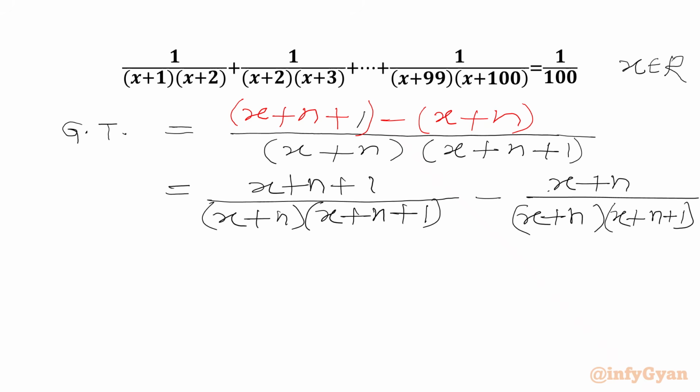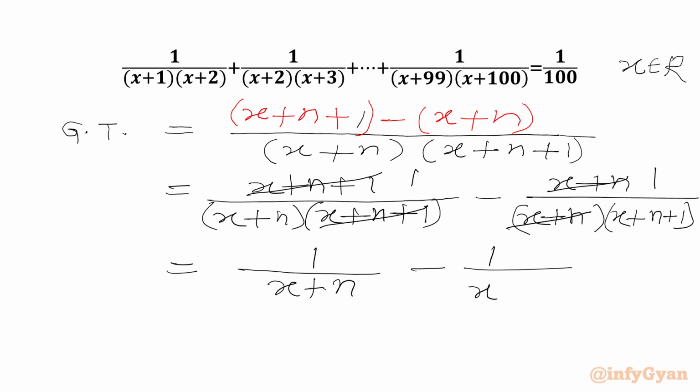Now we will cancel numerator x plus n here. So numerator will be 1 now. x plus n plus 1 from numerator and denominator. So in numerator we will write 1. So we can write general term equal to 1 over x plus n minus 1 over x plus n plus 1. Now we will use this general term formula for each of the term in LHS.